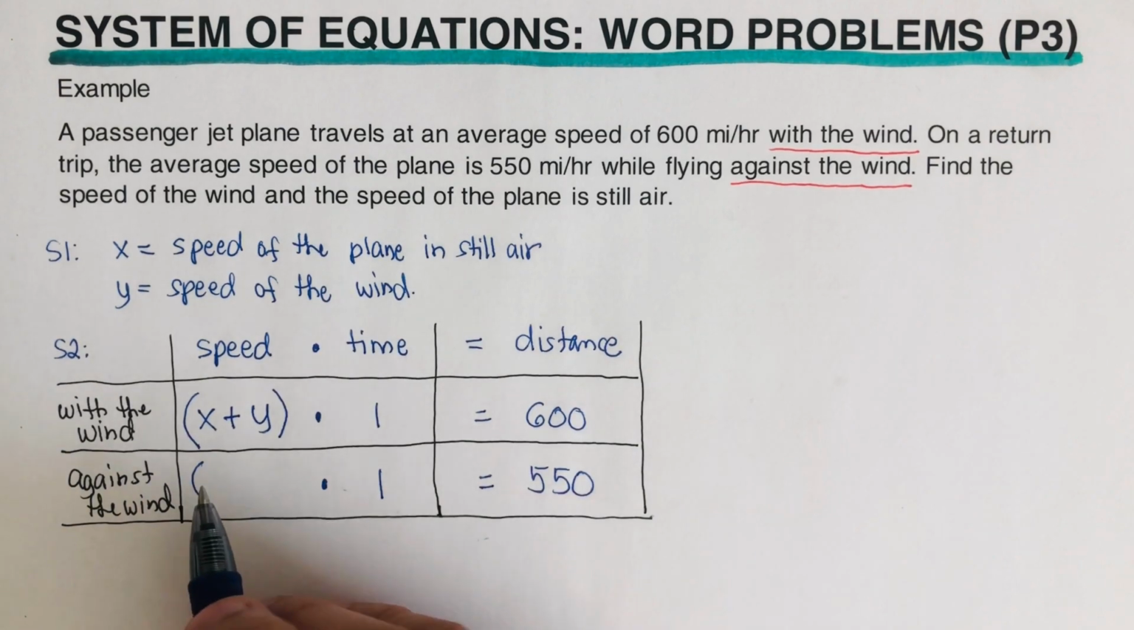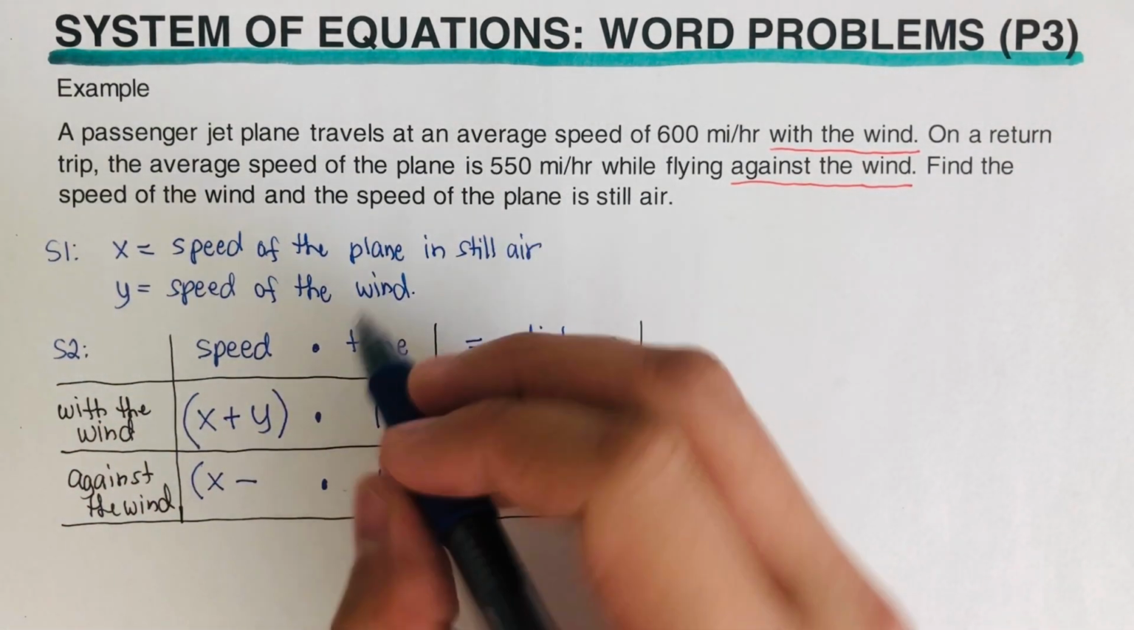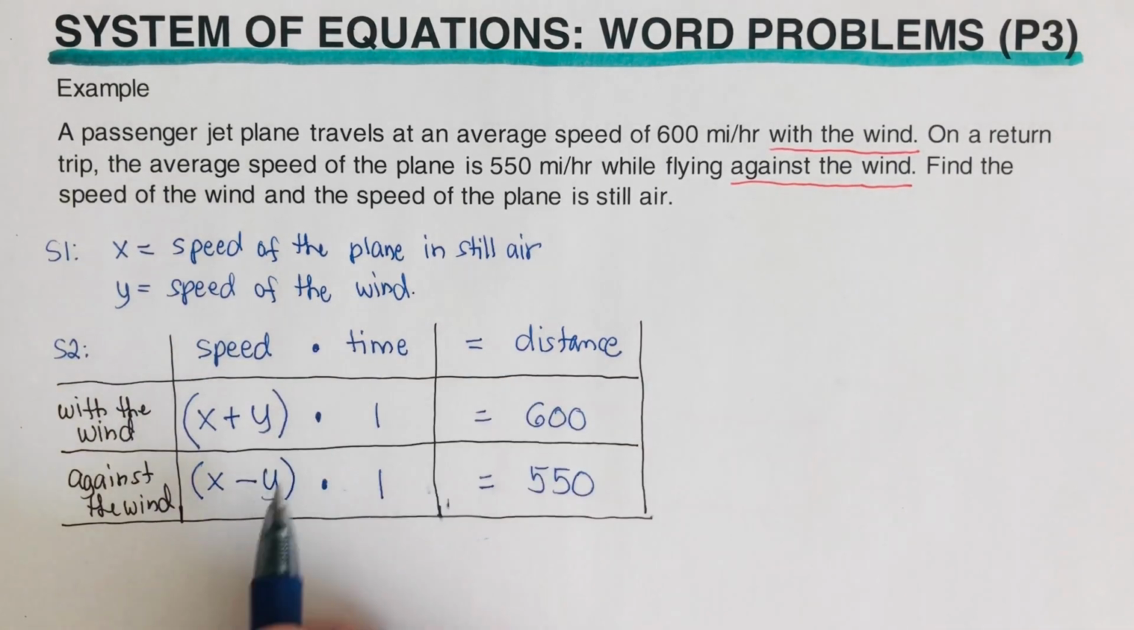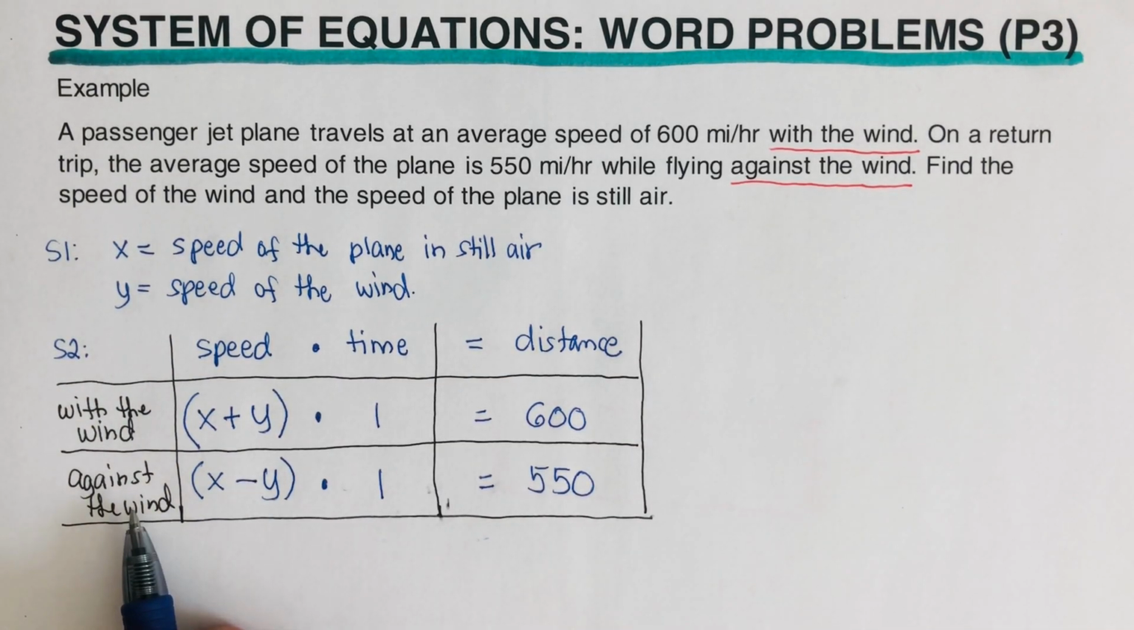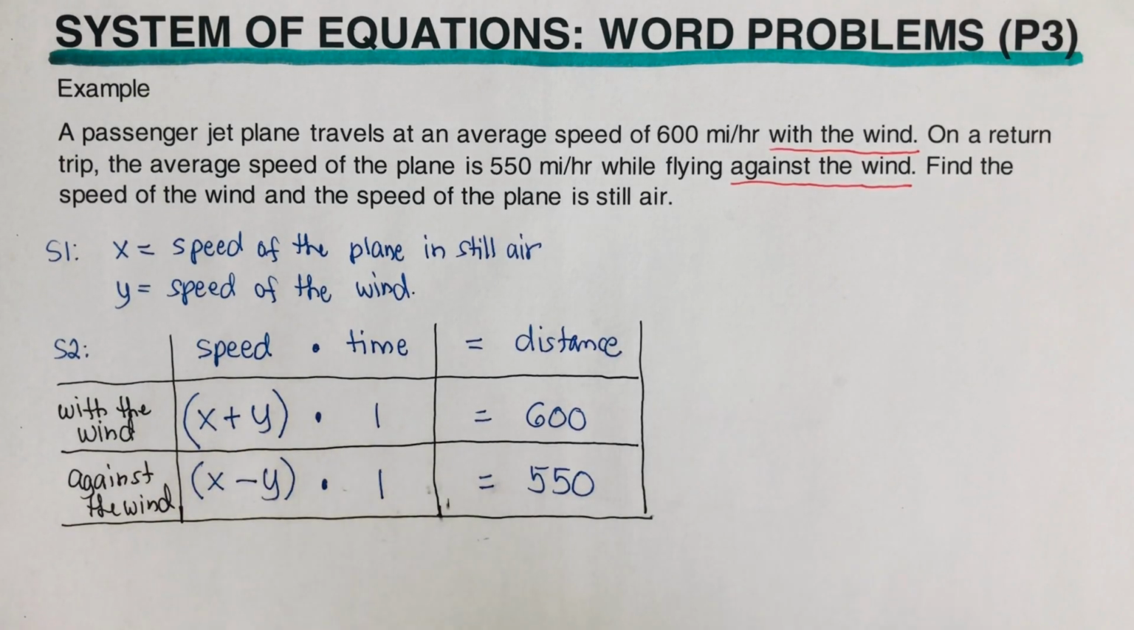So then we can go ahead and say that the speed of the plane minus the speed of the wind, because the wind was against the plane. So this is our second equation. If it's against the wind, it's going to be a minus. If it's with the wind, it's going to be an addition. So then we already have set up the two equations here.